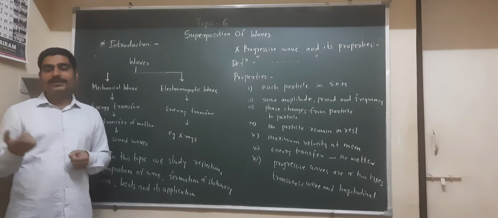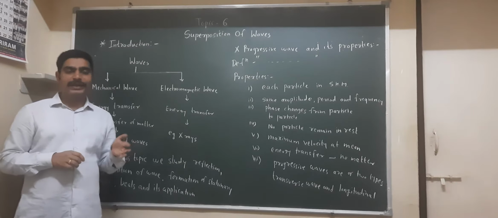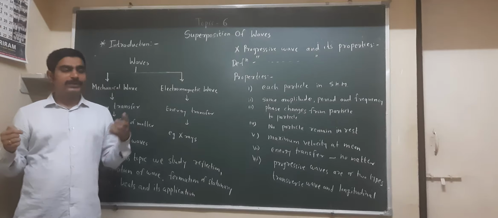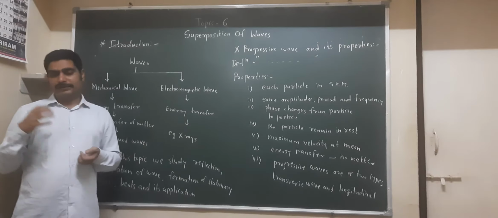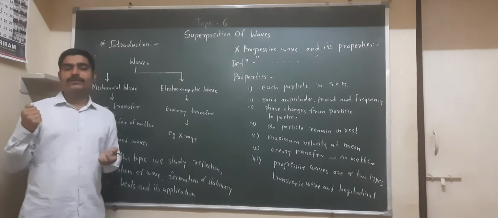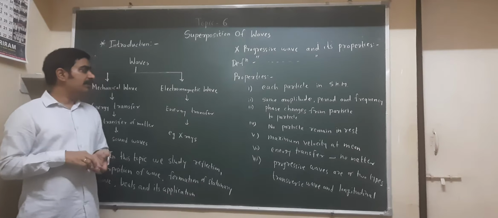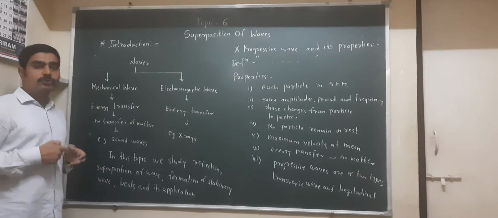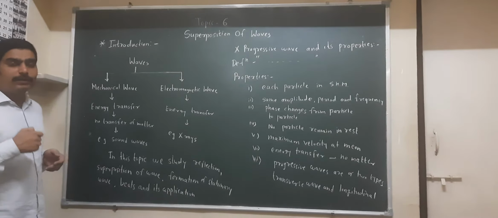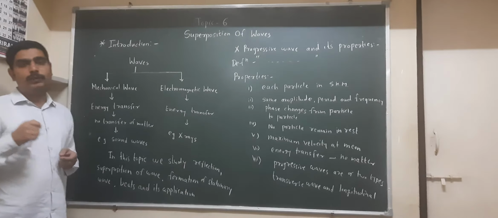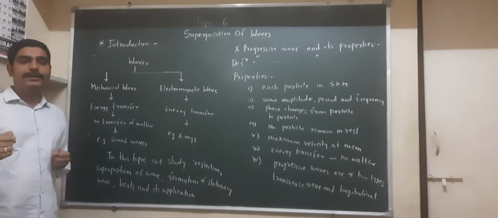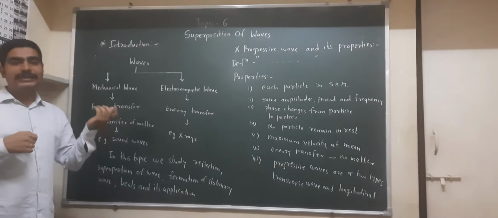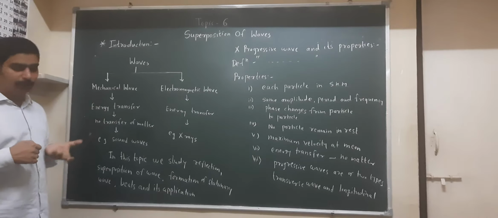We have studied different kinds of waves: sound waves, light waves, mechanical waves, electromagnetic waves. Such different kinds of waves are present. Out of these, first we are going to see the mechanical waves. What is the meaning of mechanical waves? The waves which require a material medium for their propagation are known as mechanical waves.